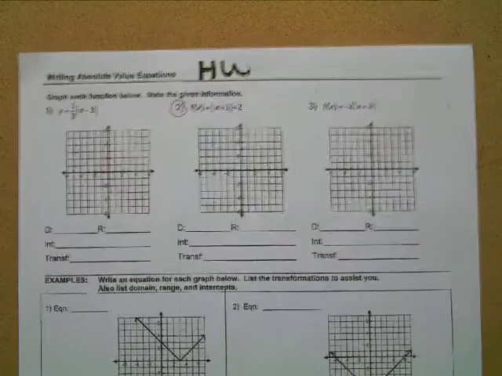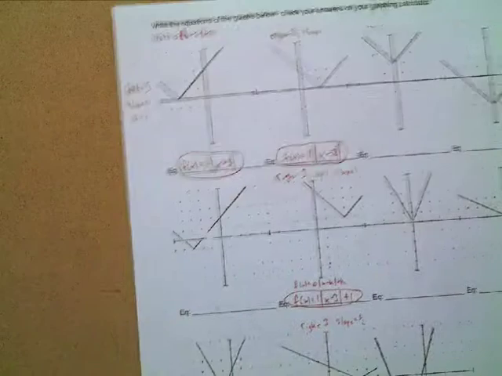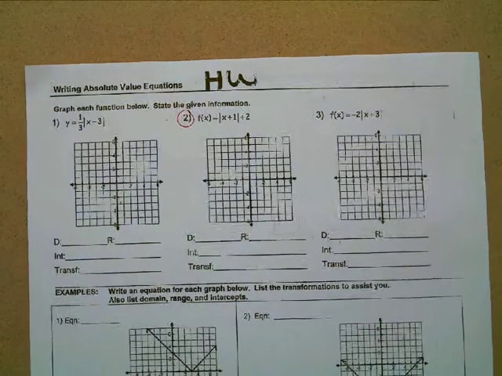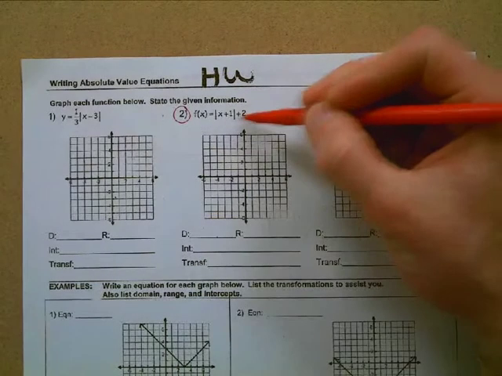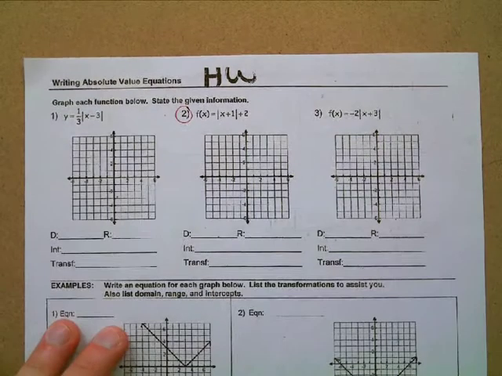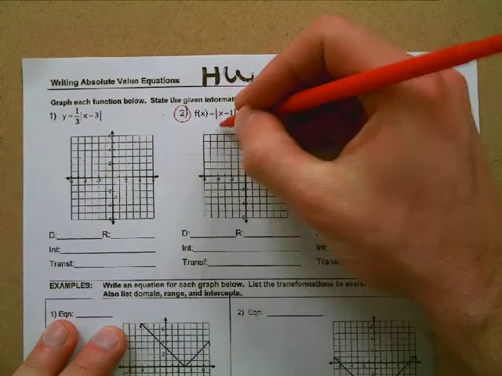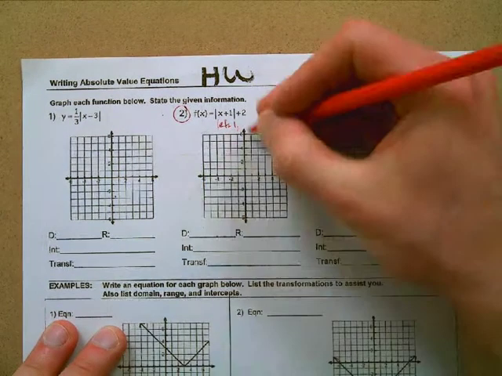Look at number 2 on the back side of what we just did. We'll review this real quick. There's our function. What kind of transformations do you see here? What's the x plus 1 going to do? It's going to shift left 1. And what's the plus 2 going to do? Up 2. What's our slope here?